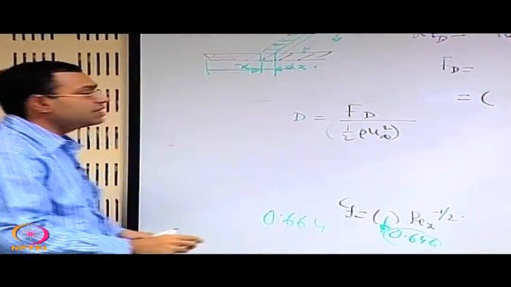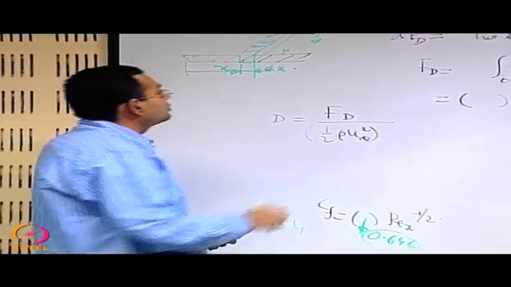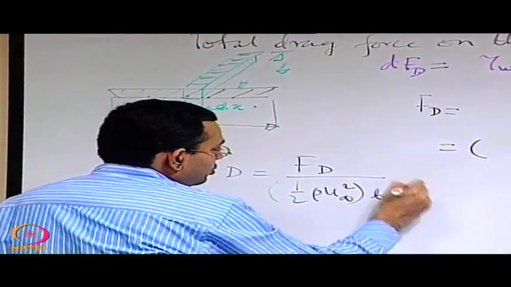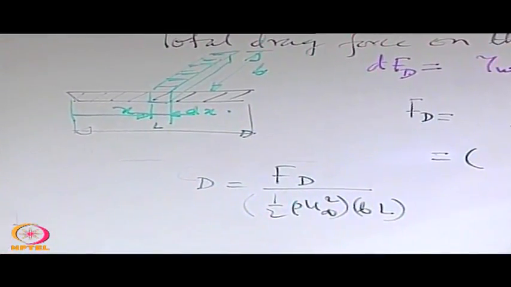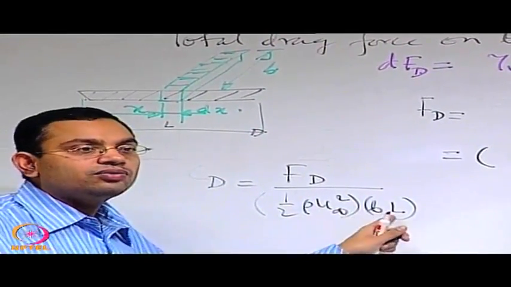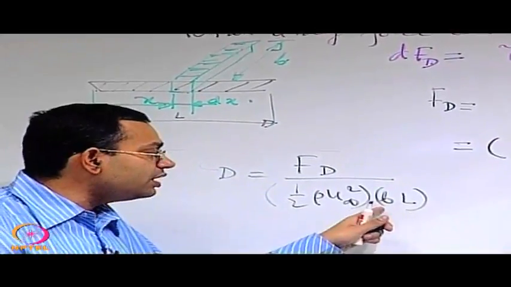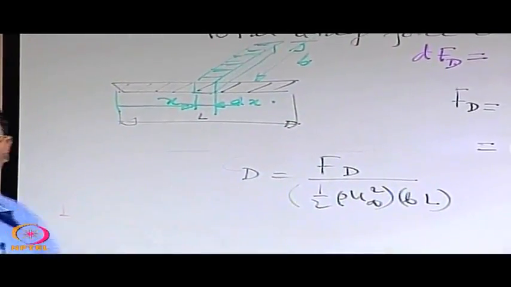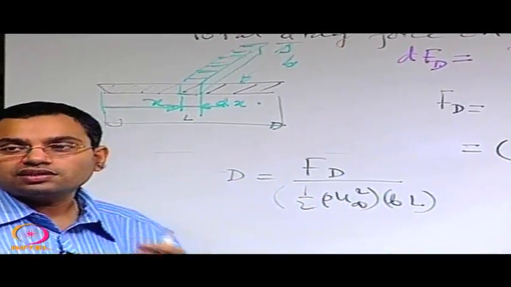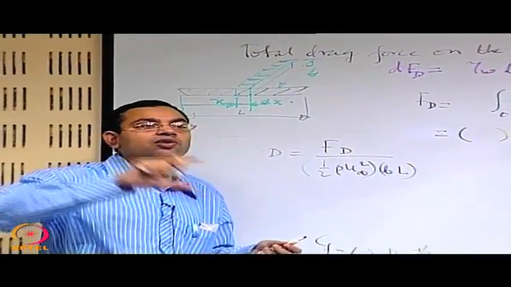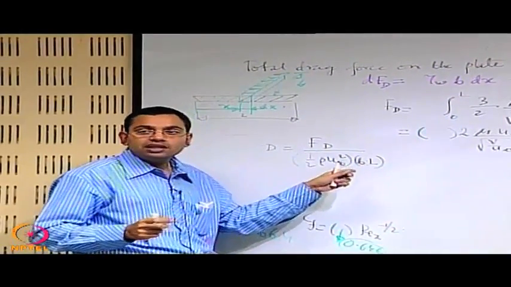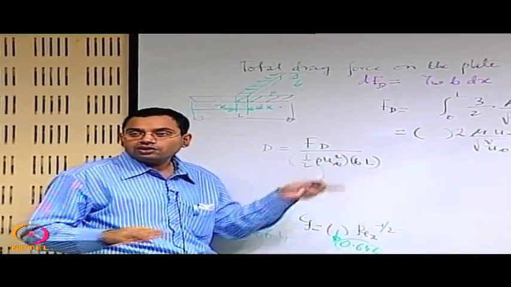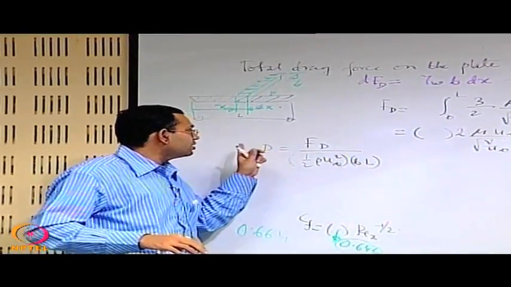So what area will you choose here? If L is the length of the plate, B into L. We will see later that depending on the shape of the body, there are engineering conventions of what reference area should be taken. Fundamentally this is some reference area. For flow over a flat plate it is B into L, but for different shaped bodies, such as flow past a circular cylinder or an aerofoil section, we will see how these reference areas change. It is nothing very fundamental, it is an engineering convention for designating the coefficient of drag.